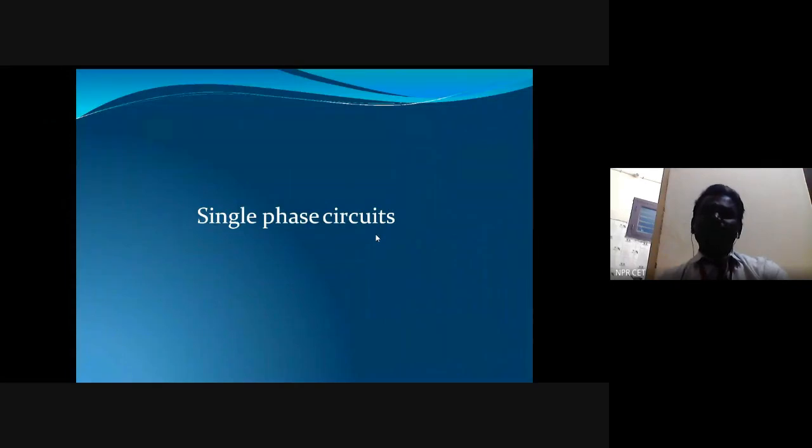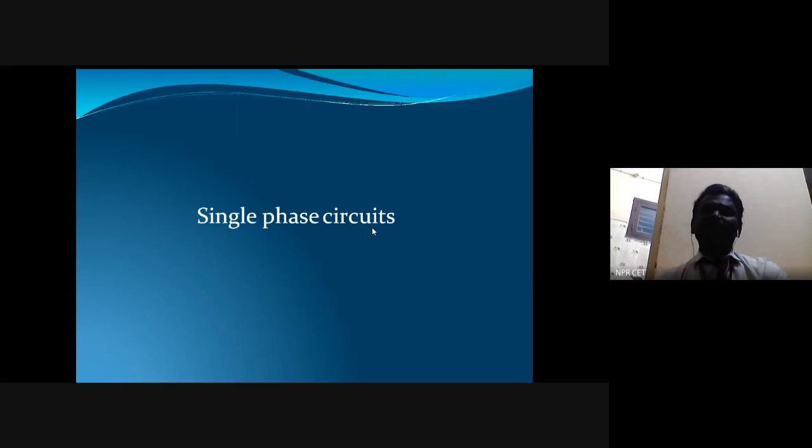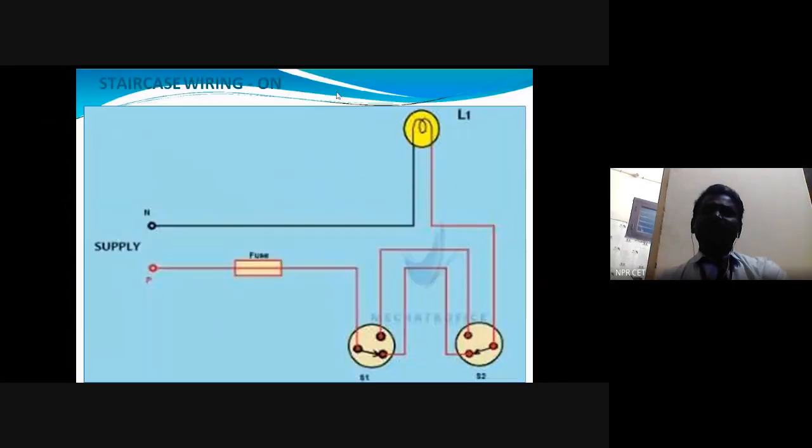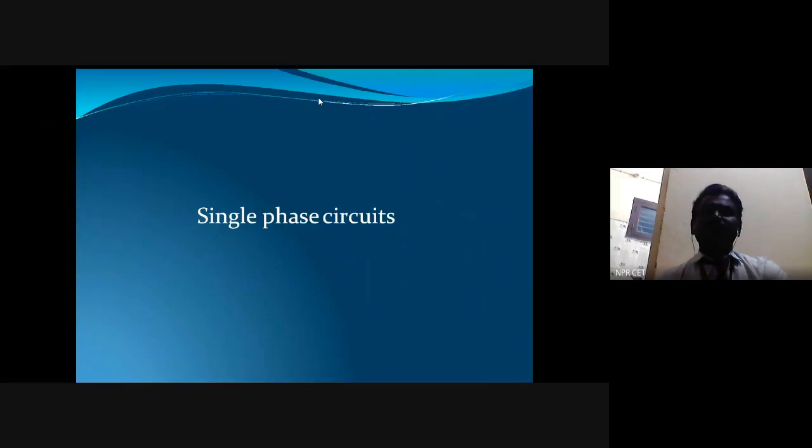So far we discussed house wiring and power wiring. One example of house wiring we discussed, and another example was staircase wiring. Now, single phase circuits.